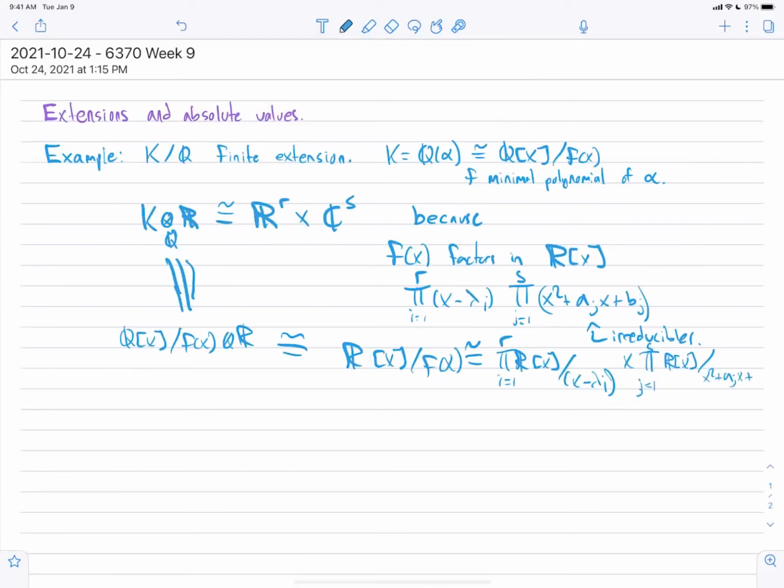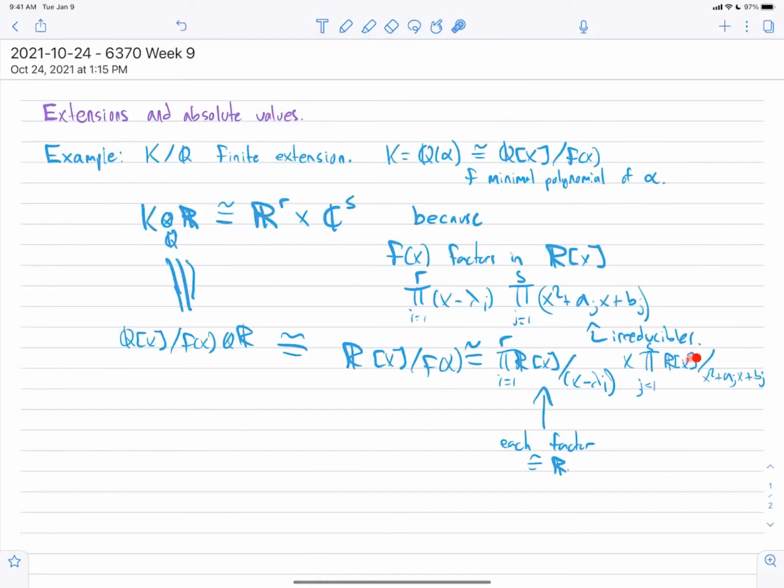And each factor here is just isomorphic to R. So modding out by a linear polynomial, I haven't changed anything. I just have R again. And so there's a unique isomorphism, you just have to send X to lambda i. So one of these lambda i's in particular is alpha. Sorry, ignore that sentence. What I just said doesn't make any sense. But right, you have to send X to these lambda i's. And each of these factors is one dimensional, so this gives you the R to the r.